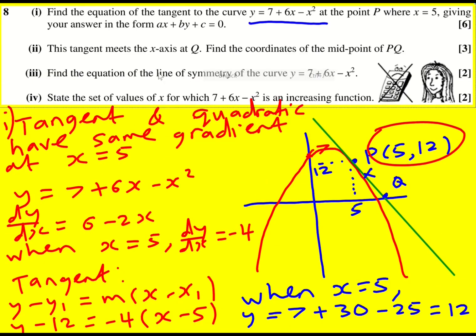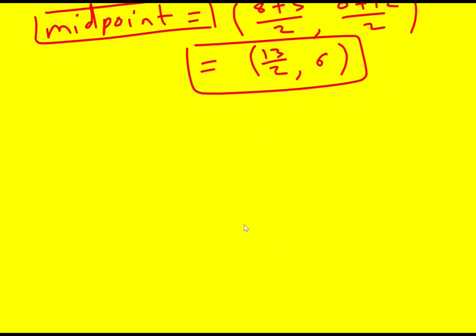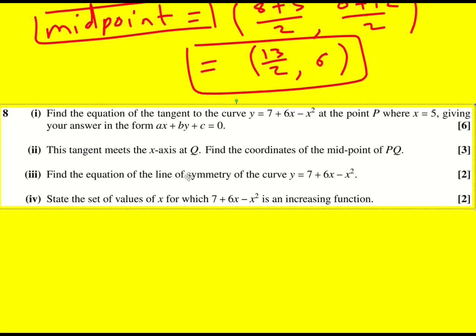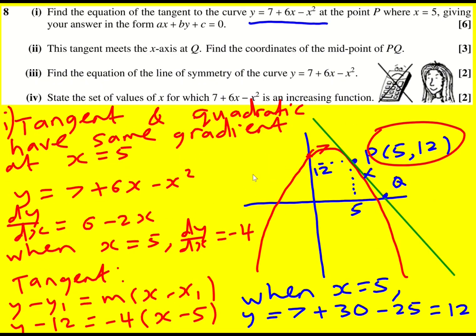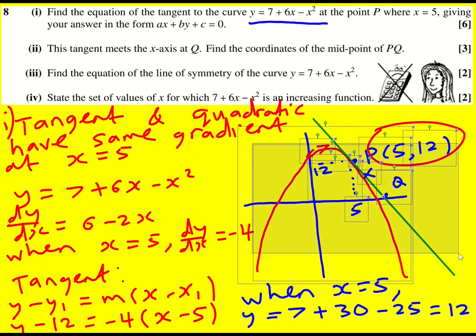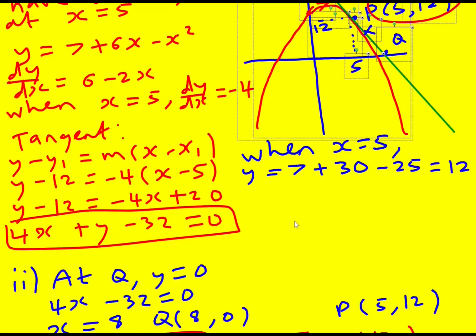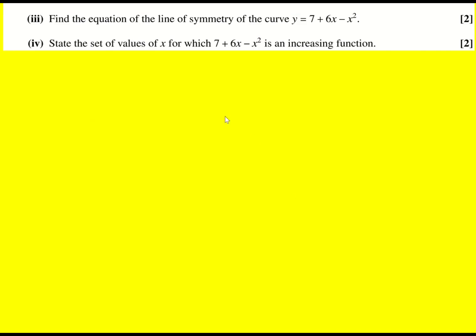We're now asked to find the line of symmetry of this quadratic curve, and then state the values where it's increasing. So I'm going to bring my sketch down. I'm actually not interested in the tangent anymore.